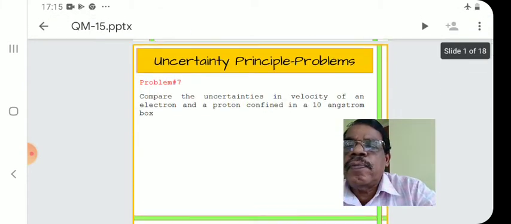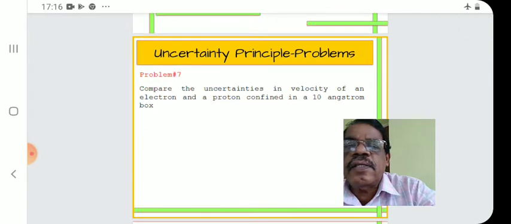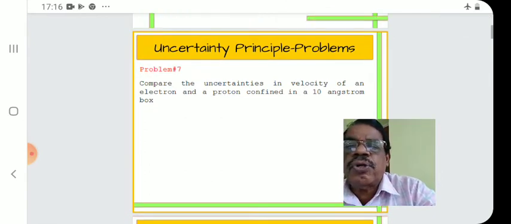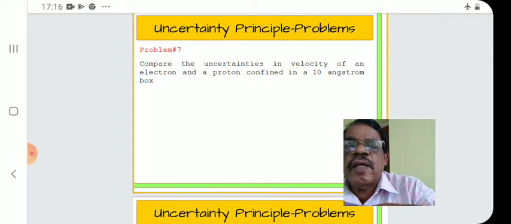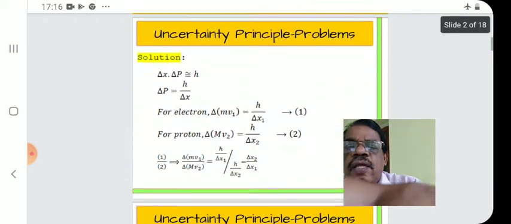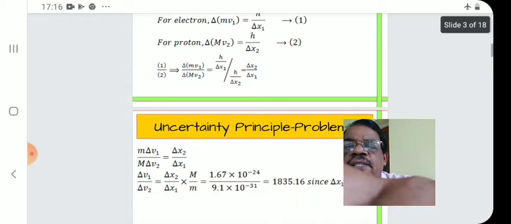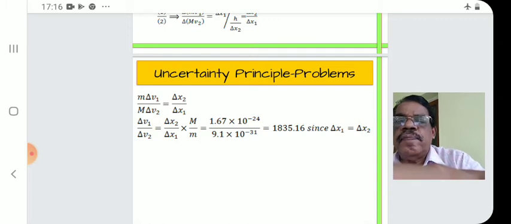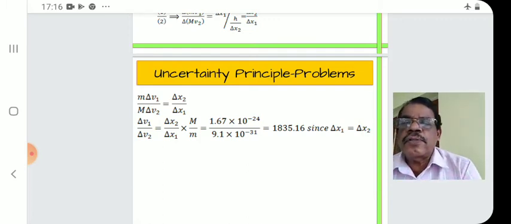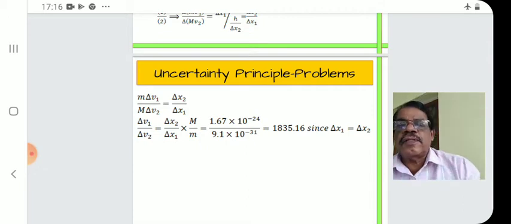You read the question. Compare the uncertainties in velocity of an electron and a proton confined in a 10 angstrom box. 10 angstrom is the uncertainty, and that is the same for both electron and proton. That is why we cancel delta x1 and delta x2 in the final equation. So the answer is proton mass by electron mass, which is equal to 1836, and if we calculate we get 1835.16. That's the answer.